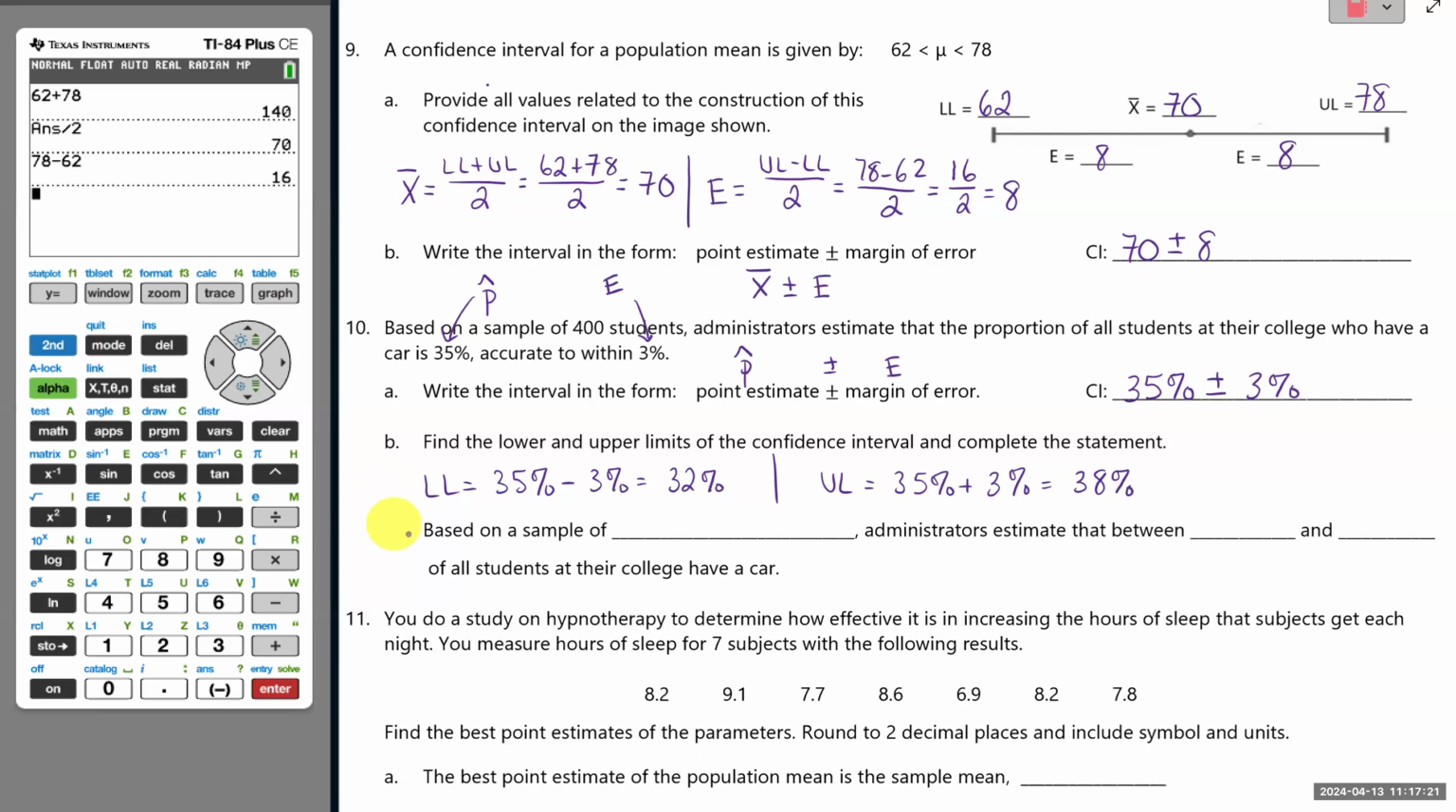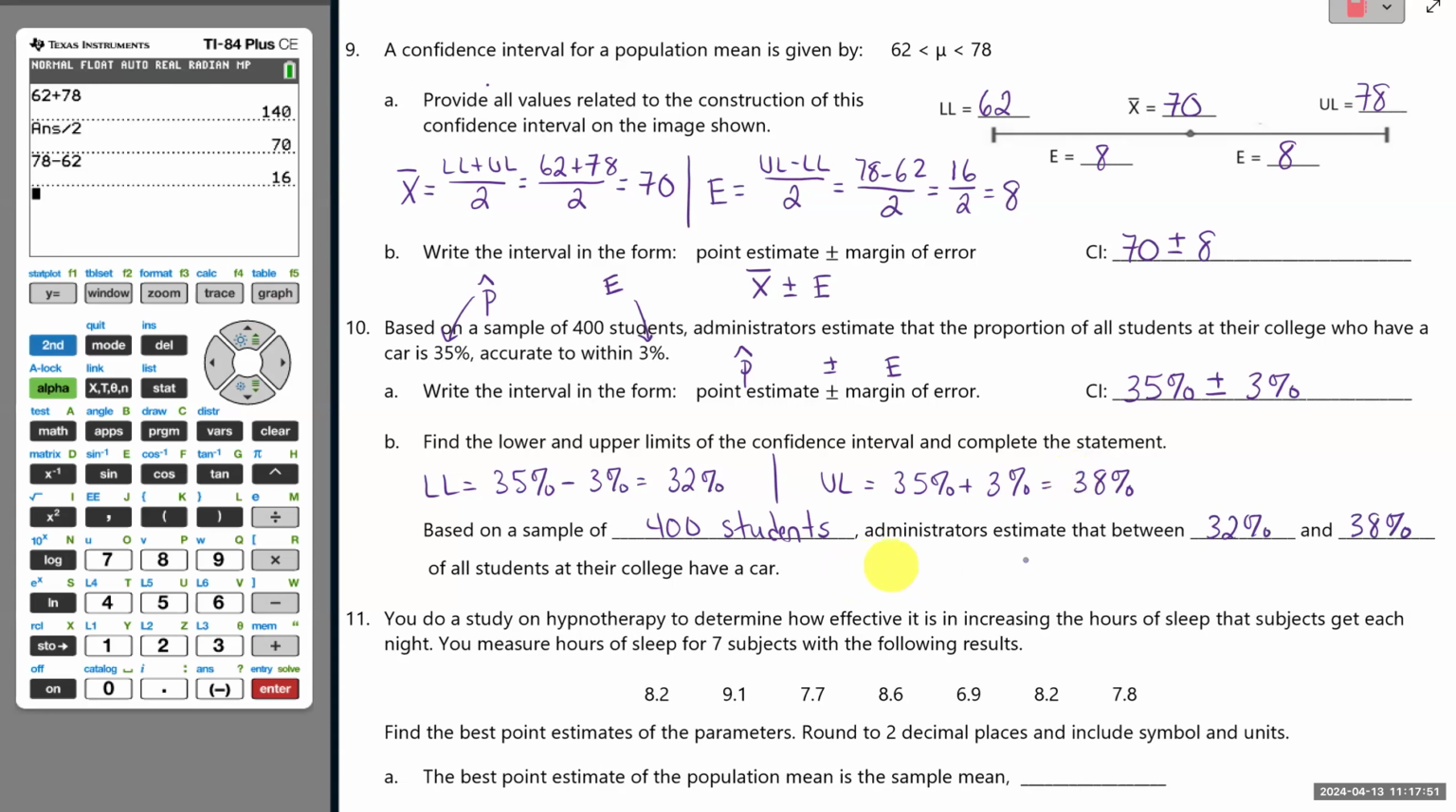All right, so based on a sample of 400 students, we could have written this equivalently as administrators estimate that between, and between indicates we want our lower and upper limit, between 32% and 38% of all students at their college have a car.